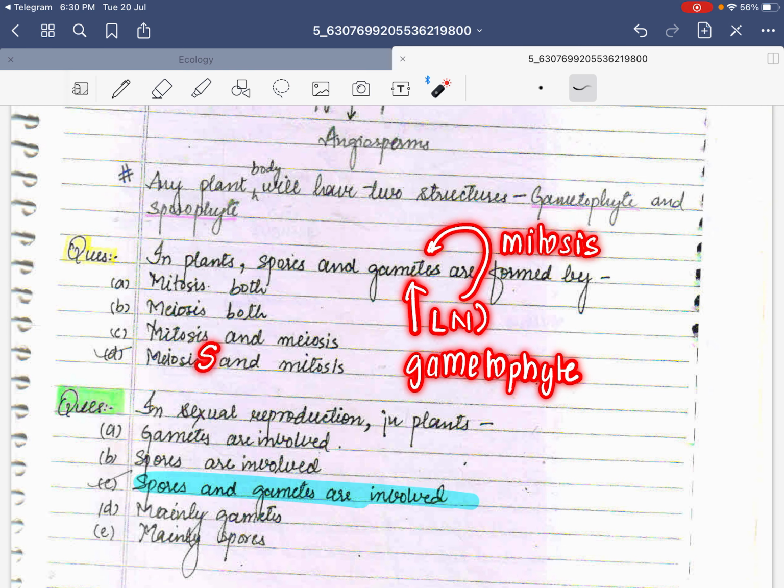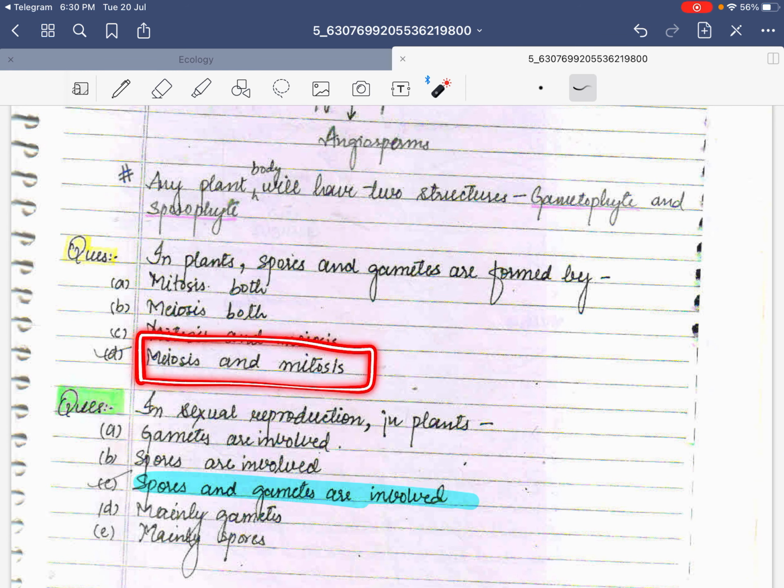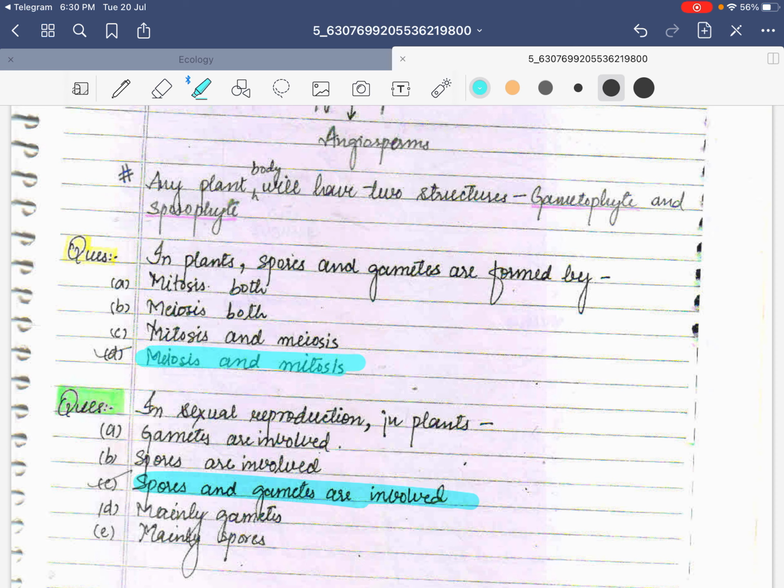Spores are produced by the sporophyte, right? The sporophyte's ploidy is 2n. So it should undergo meiosis, right? So the correct answer is meiosis and mitosis. Right? I hope you got the question.